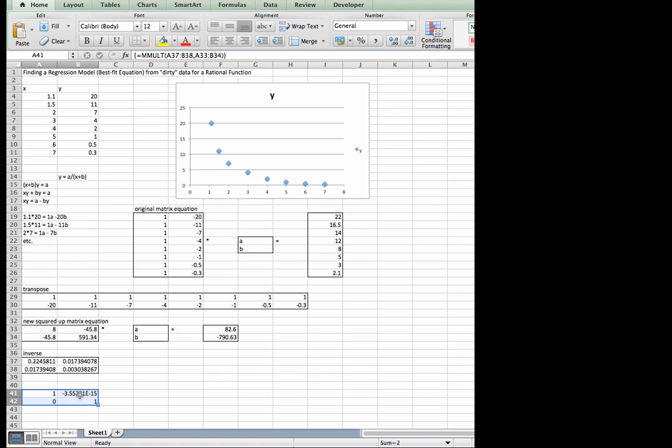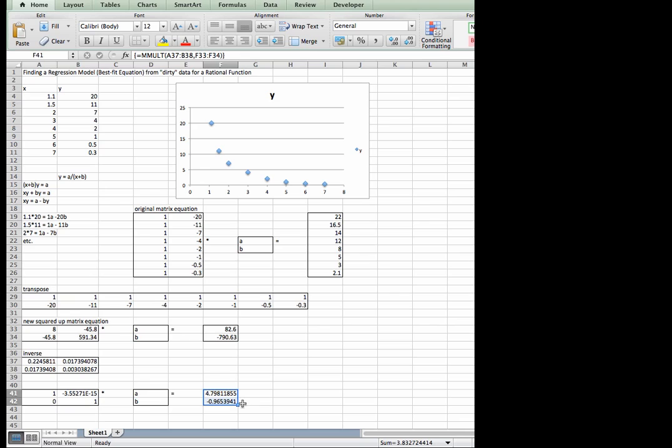Yes, that is 0 there. And then we still have our times, we still have our A and our B here, and let's make this one look like a matrix as well. And over here on this side, we're going to take this inverse times the constant, getting us a 2 by 1. So equals matrix multiplication, the inverse times, comma, the constant, and hit Control Shift Enter.